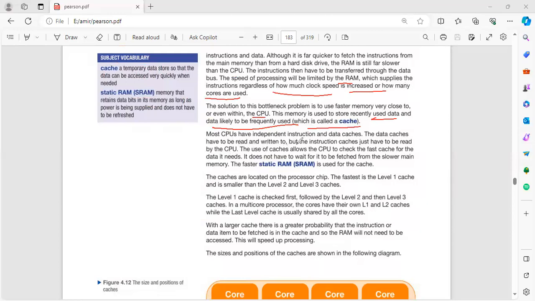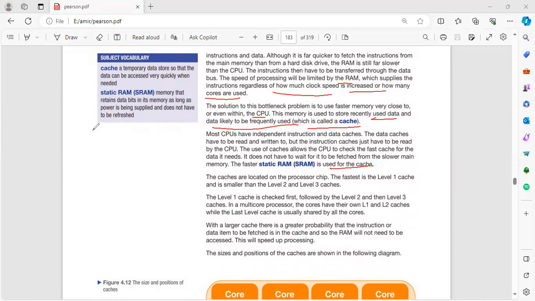Most CPUs have independent instruction and data caches. The data cache has to be read and written to, but the instruction cache just has to be read by the CPU. The use of cache allows the CPU to quickly check the cache for the data it needs. It does not have to wait for it to be fetched from the slower main memory. The faster SRAM is used for the cache.